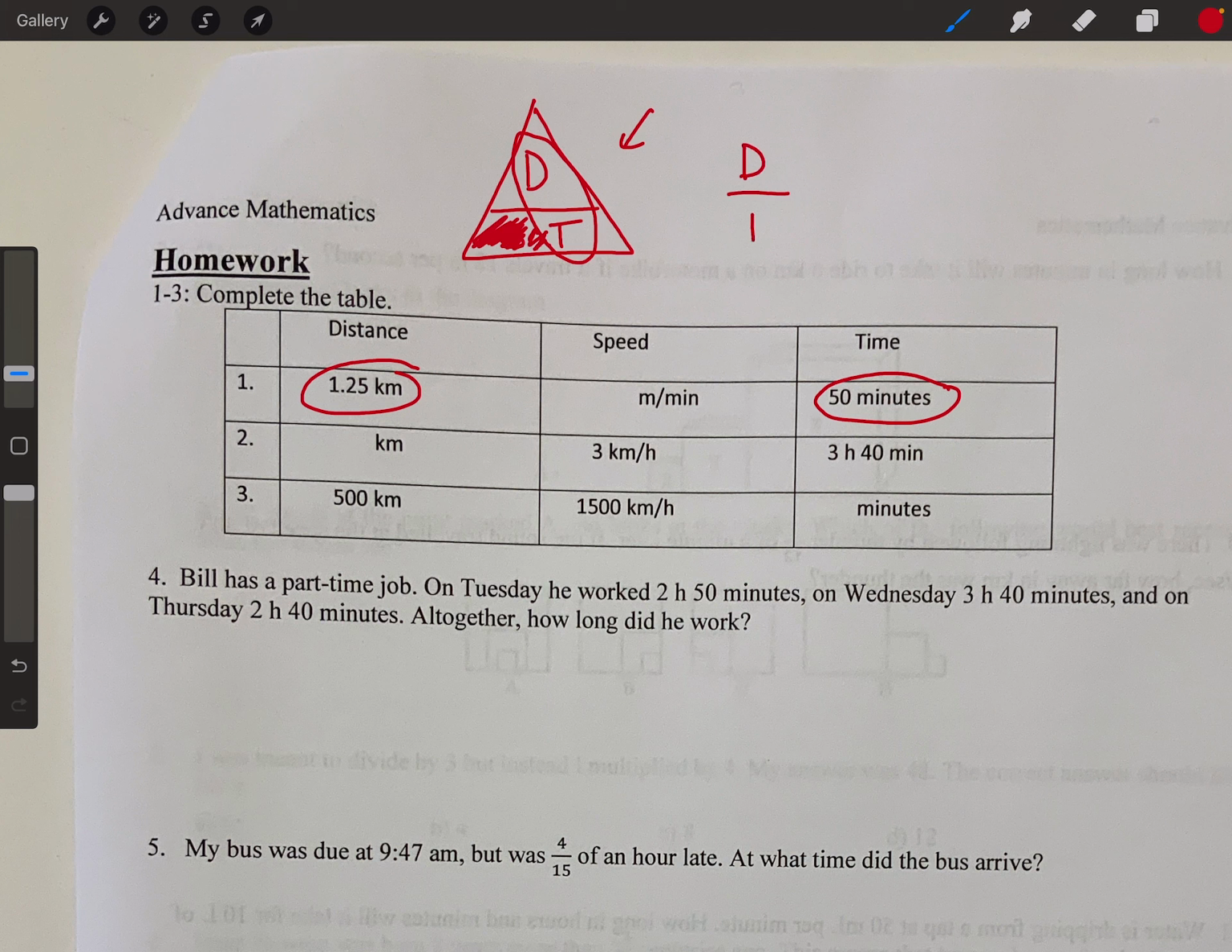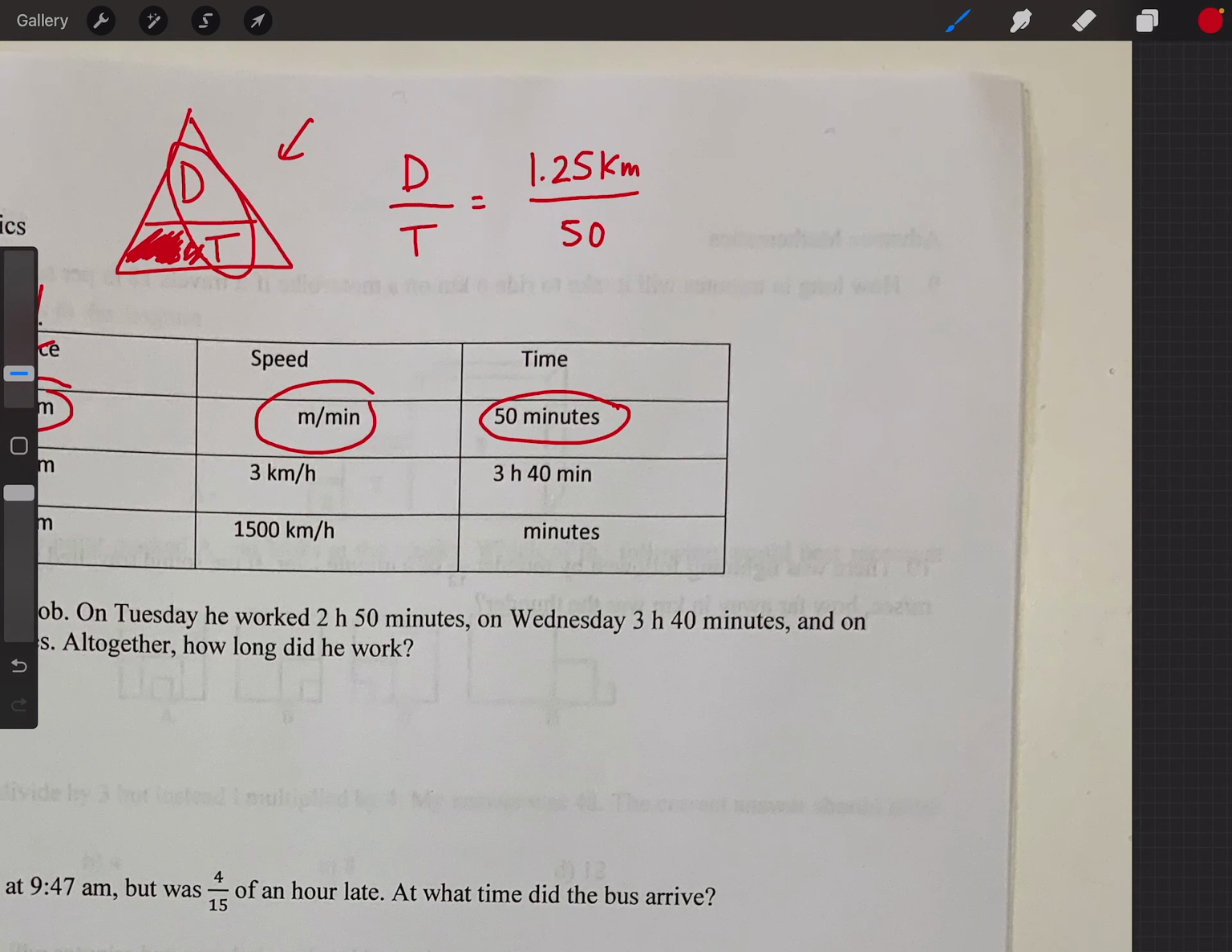So d over t, it's like a fraction, and a fraction is just a division. So we just put d, which is the distance, 1.25 kilometers, over t, which is 50 minutes, and they want it in meters per minute. So let's change the top one to meters, and we get 1,250 meters over 50 minutes. Now the units are in meters and minutes, which is what we want.